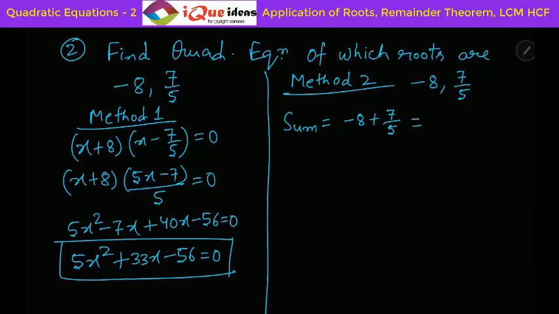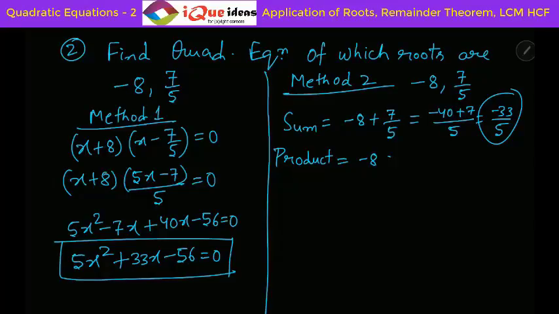So LCM in denominator will be 5 and numerator will be -8 into 5 is -40, plus 7. So it is equal to -33/5. Okay. And then we have the product of roots. And our product will be a simple multiplication of these two numbers. That is -8 into 7/5, which is straight away -56/5.